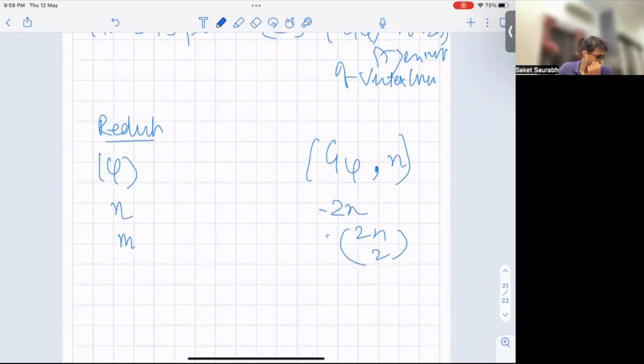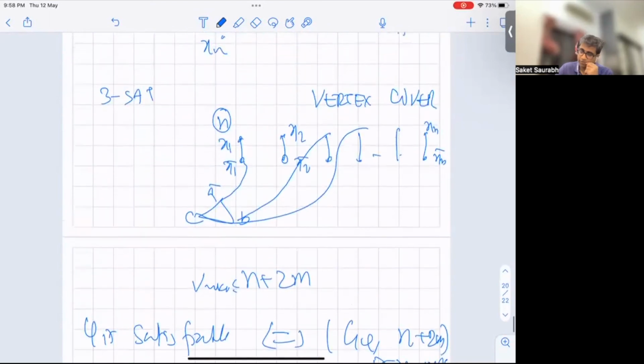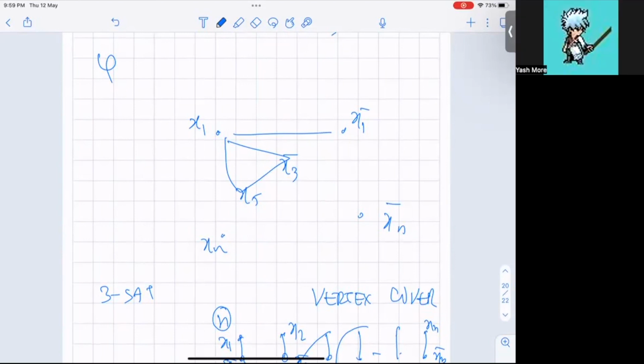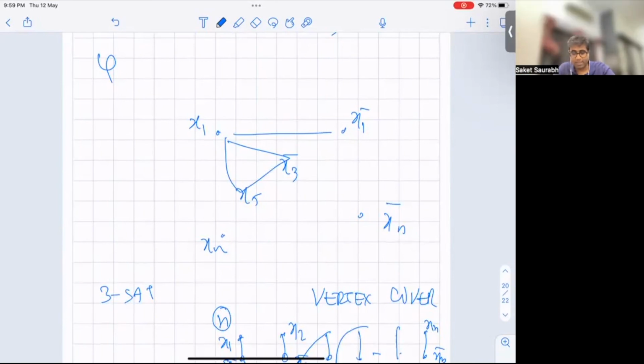Why is the forward direction okay? Let's see. Why is any edge covered? Does it not sound something fishy? What did you do? You took 2n variables. For every clause, you picked up those 3 literals and you made them into a clique, which is like a triangle. Am I right? Yes, sir. Now what you are saying to me is that phi is satisfiable if and only if you have a vertex cover of size at most n, right?